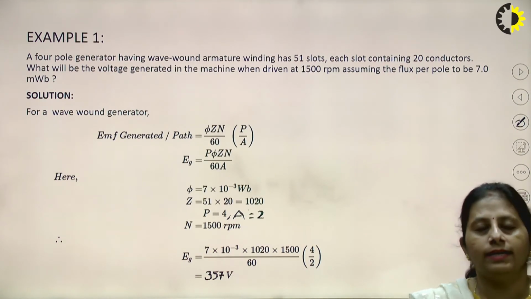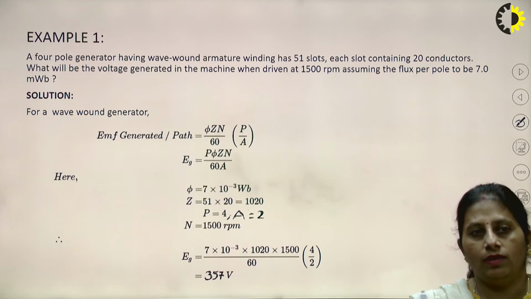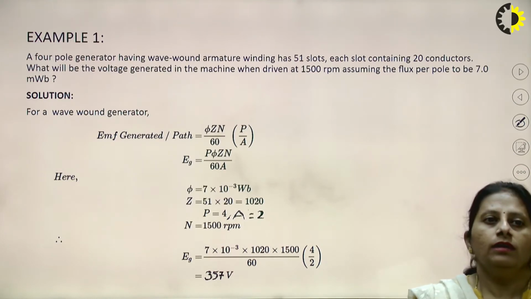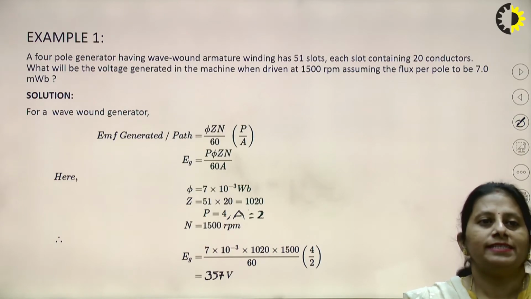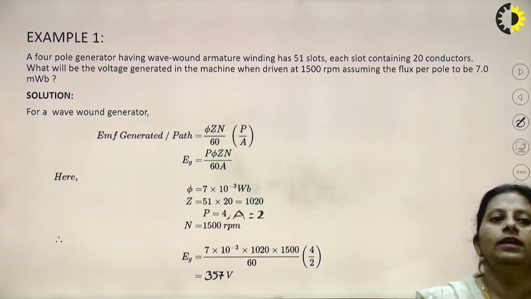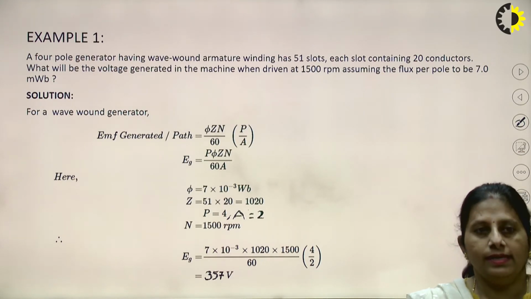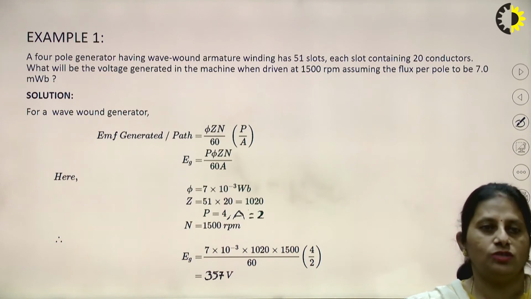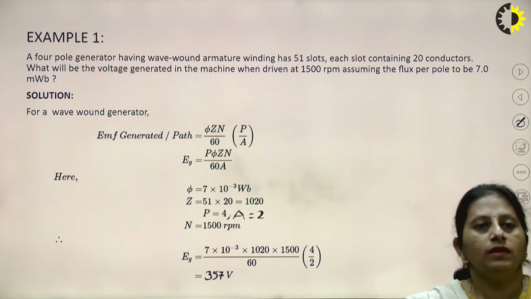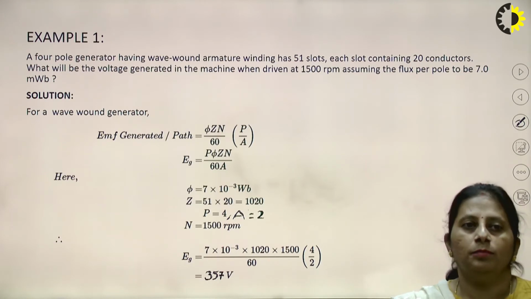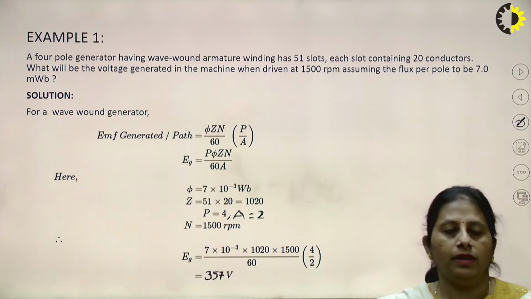We know the EMF equation that we derived in the previous lecture, that is given by phi p n z by 60A, where phi is the flux per pole, z is the total number of armature conductors, n is the speed of the armature given in rpm, p is the number of poles, and A is the number of parallel paths in the armature winding, right.